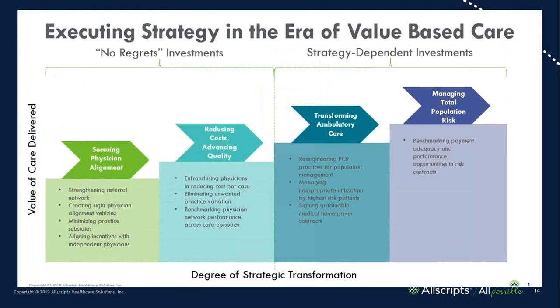It really is going across the two vertices of value of care delivered and degree of strategic transformation. We see some of these no regrets investments and strategy dependent investments that allow organizations to target and identify where on this curve they want to start to make changes. We see physician alignment. We want to strengthen that referral network, because this is something very, very powerful. We talk about interoperability. We talk about these building blocks, and how far you want to go with those building blocks of interoperability lines up very clearly with how deep or how advanced into the value-based care market you want to go.